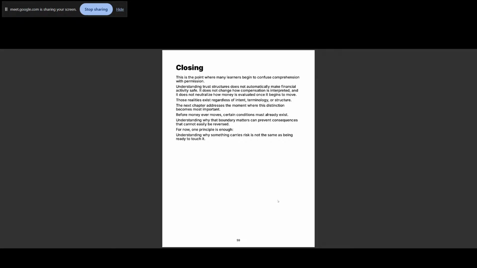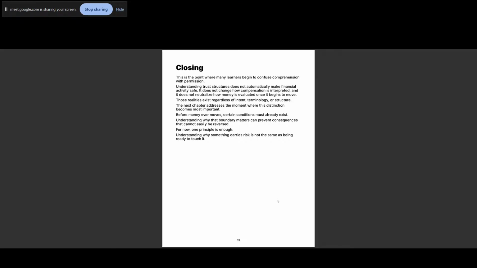Closing. This is the point where many learners begin to confuse comprehension with permission. Understanding trust structures does not automatically make financial activity safe. It does not change how compensation is interpreted, and it does not neutralize how money is evaluated once it begins to move. Those realities exist regardless of intent, terminology, or structure.